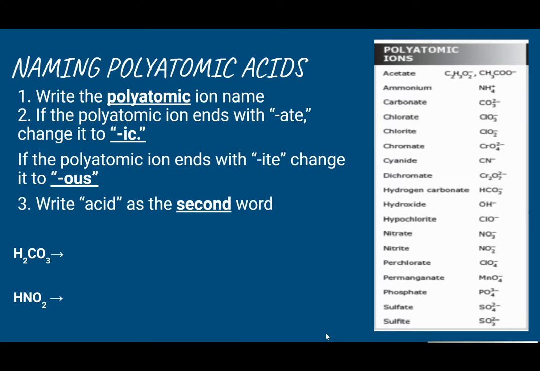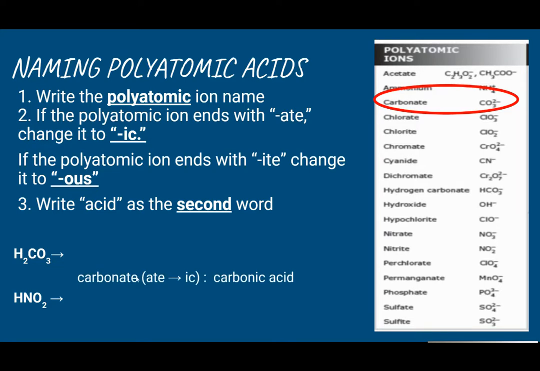So for H2CO3, my polyatomic ion is the CO3, so we're going to come find it in here. That is carbonate. And so we're going to write down carbonate, but then we need to change that ending to "ic" and add the word acid, so it becomes carbonic acid.